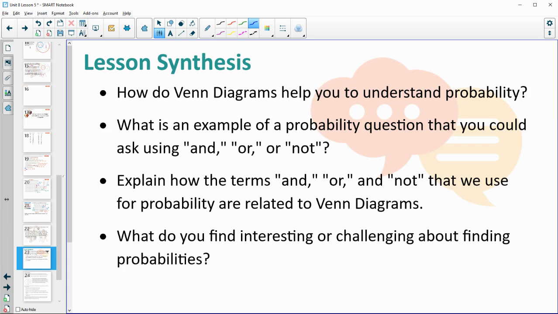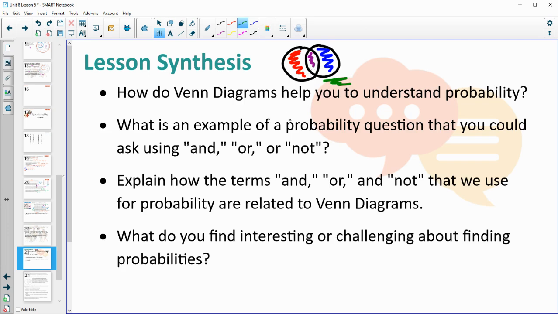All right, so let's go ahead and wrap up this lesson. How do Venn diagrams help us to understand probability? So Venn diagrams help us show relationships within the data. So it helps us to see if they share characteristics. So if they're in the middle of these two, if they're just for this one but not the other, or if they're just this one, not the other, or if they're outside of that and not shared in either.